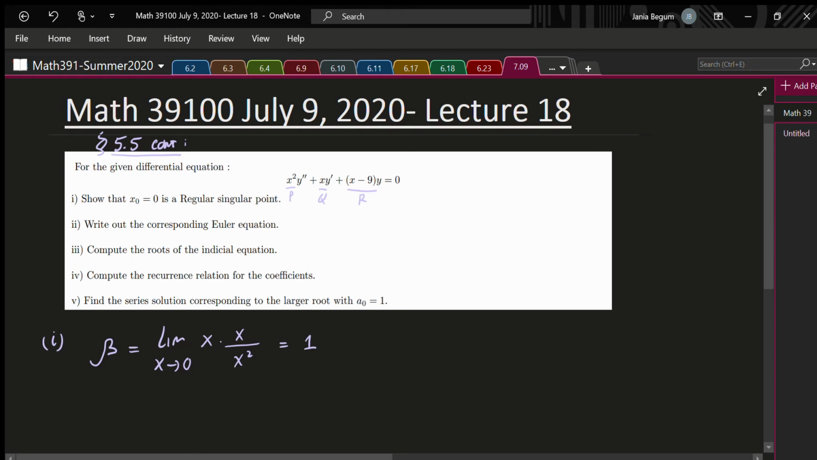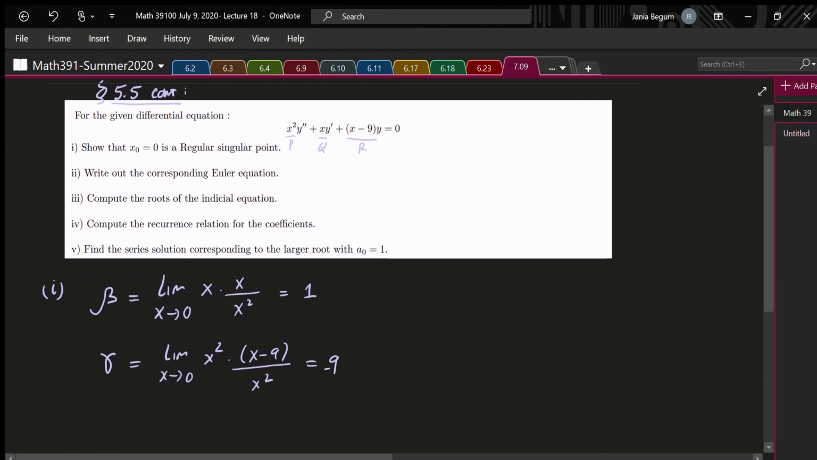Then we can find the other Euler coefficient, which is gamma. That's the limit as x approaches 0 of x squared times r of x, which is x minus 9 in this case, over x squared. And what is this limit equal to? Right, so this is going to be negative 9. So for part 1, we have shown that. Since these limits are finite, you just write a sentence: x naught equals 0 is a regular singular point. That's the conclusion for the first part.